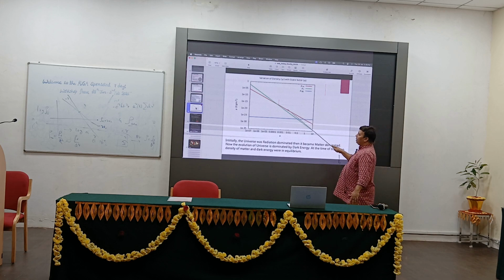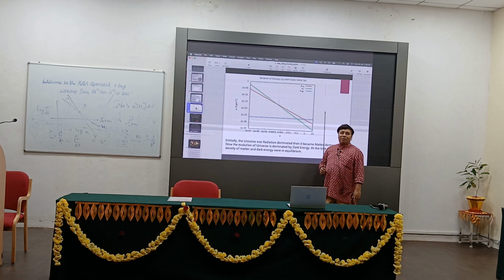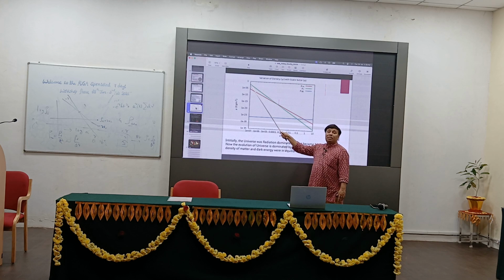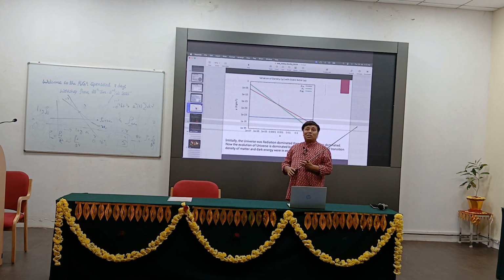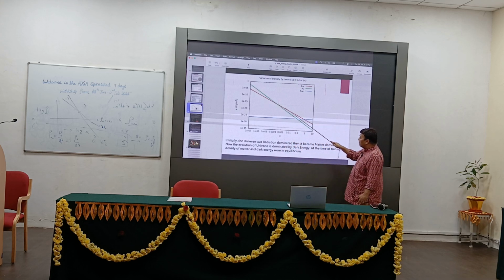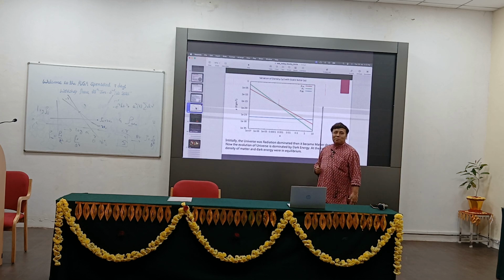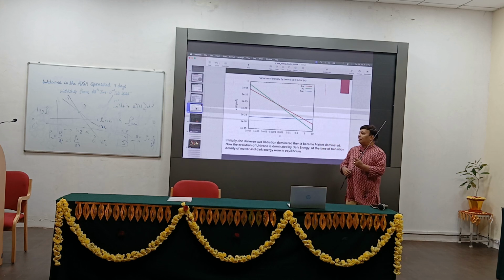So now you tell me, if you go back to the early universe, which one dominates? This is first. The green. Green is what? Radiation. That's why the early universe is radiation dominated. So that's why we call it hot plasma, relativistic. Getting it? So radiation dominated green, then matter dominated red, then dark energy dominated blue. Later we don't know.